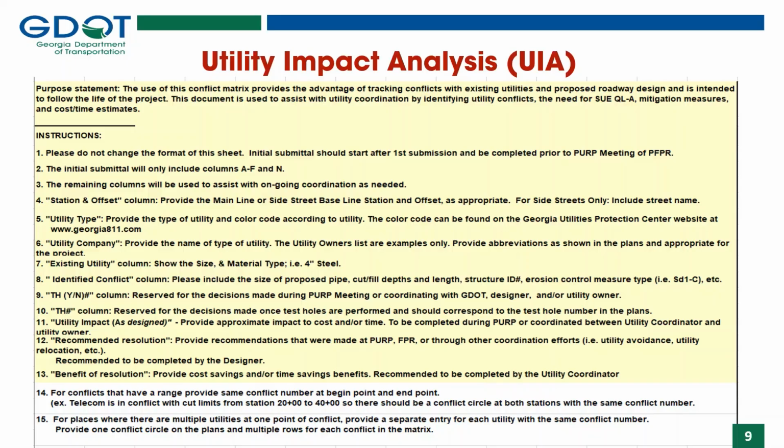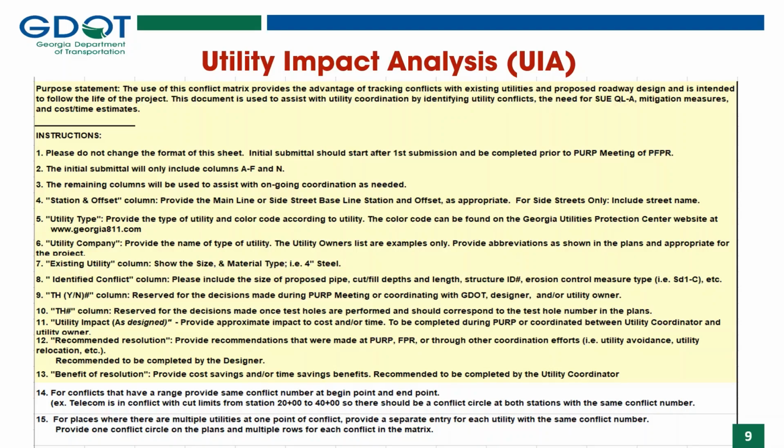For number 4, do not provide the main street names with the station and offsets. However, the side street names are required. For number 8, it is not stated in the current instructions, but if the amount of cut is a foot or more, then a conflict needs to be provided. If the amount of fill is 5 feet or more over gas or water lines, then a conflict also needs to be provided.